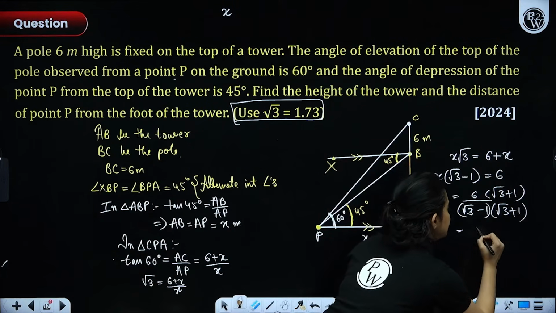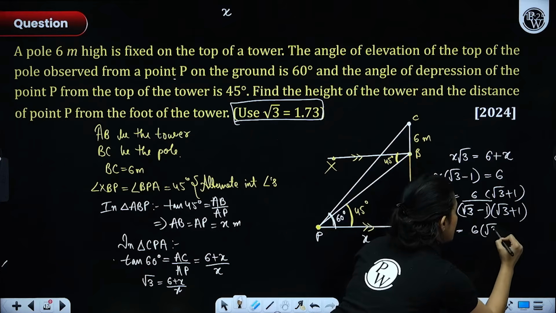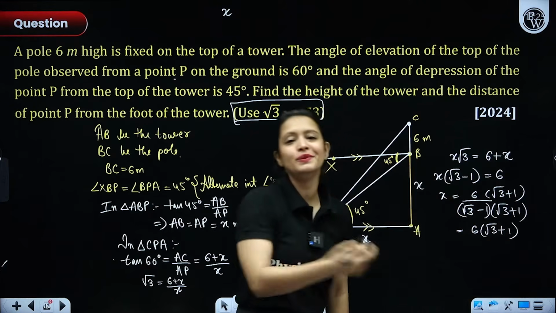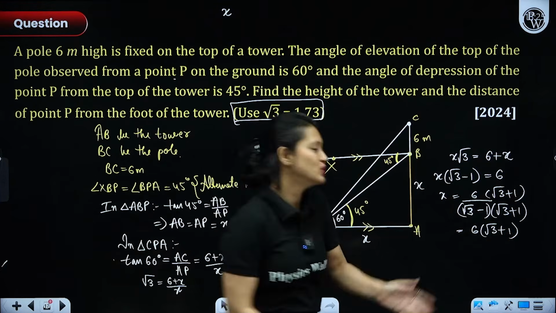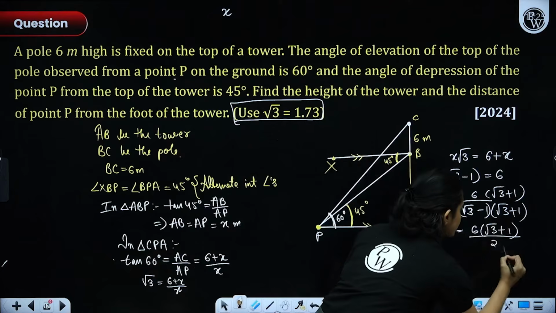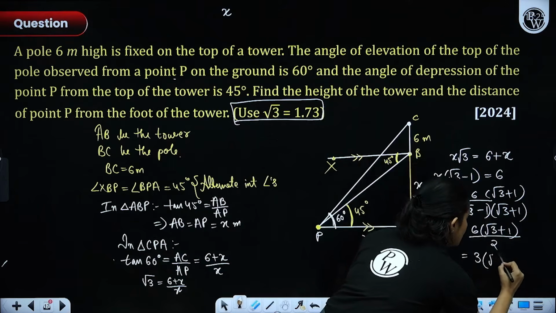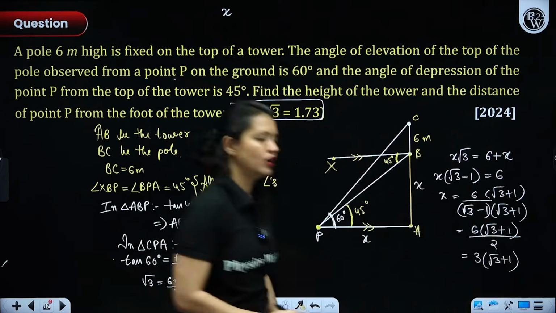Because here an identity is being formed in the denominator. What is that identity? (a minus b)(a plus b), so that is a square minus b square. So here we'll have 3 minus 1, which is 2. So now I'll have 3 times (root 3 plus 1). Now I can plug in all the values.